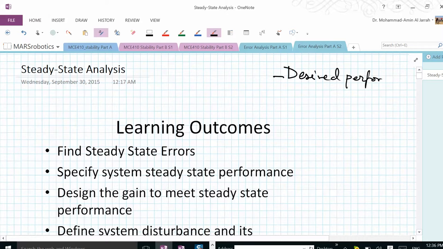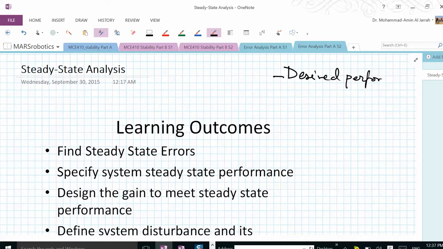The open loop system won't give us the desired performance, okay? But with the closed loop system, the purpose of the controller is to let us have the desired performance. Can you tell me what are the basic desired performance of the controller? What do we need in the steady state? What should the controller do? It should perform as we want it. The output should be the same.